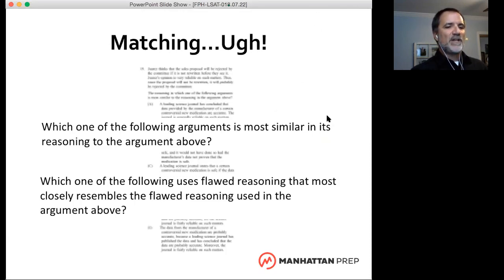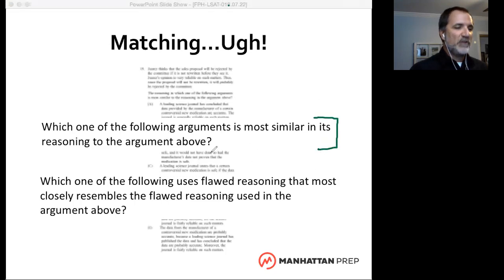These are the types of question stems that you'll see. Which of the following arguments is most similar in its reasoning to the argument above? Which of the following uses flawed reasoning that most closely resembles the argument above? The reason these are really useful for exercising your argument skills is that if you look at this first question stem, it's saying which one of the following arguments is similar to the one above. And this is how these questions work. It's one of the reasons why they're difficult, but also one of the reasons why they can be useful.